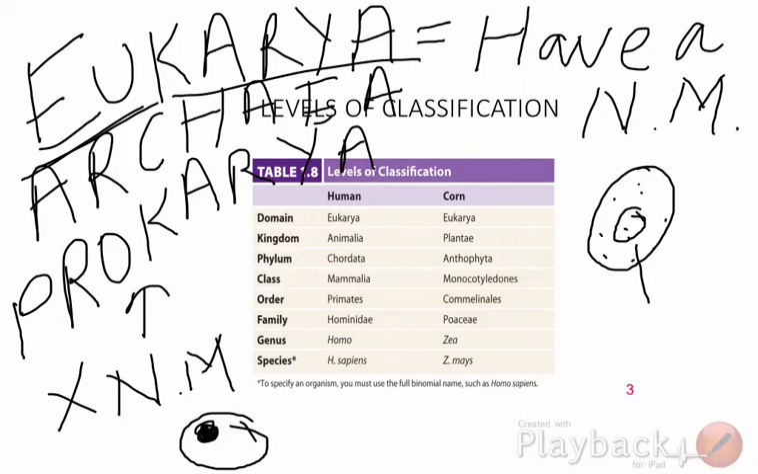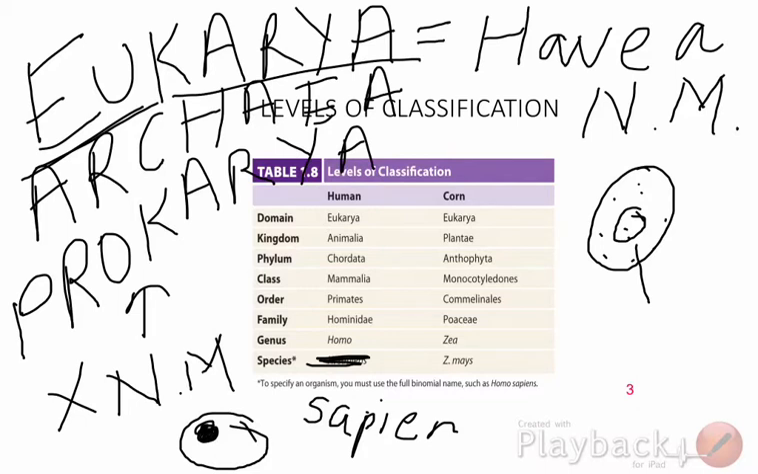Domain Eukarya for human beings, kingdom Animalia, phylum Chordata, class Mammalia, order Primates, family Hominidae, genus Homo, species. Now there's a mistake. Species is sapiens. So the scientific name is Homo sapiens. So please understand this, that the species, I'm cancelling this, is actually sapiens. Okay? I don't have a stylus. I'm trying to write with my finger.